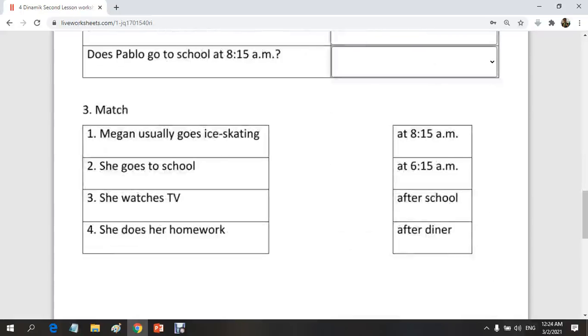And last one, match. Megan usually goes ice skating after dinner, after school, at 6:15, at 8:15 a.m. So which is it? Is it this one, this one, this one, or this one? So you take your finger, you just drag it across, okay? You can match this yourself.